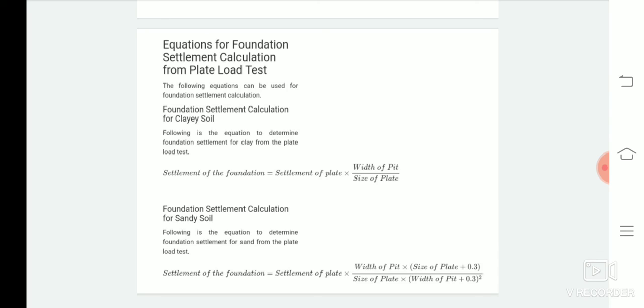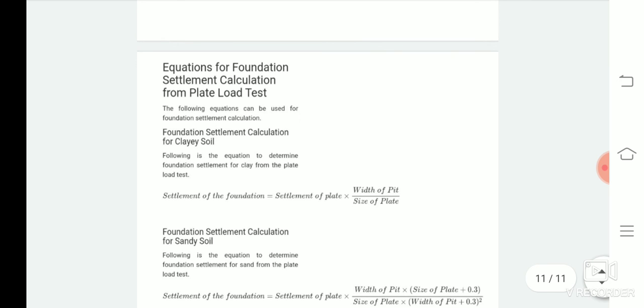For sandy soil or cohesionless soil, what will be the settlement of the foundation? The settlement of the foundation is given by the settlement of the plate multiplied by (width of the pit plus 0.3) whole squared, divided by (size of the plate multiplied by the width of the pit plus 0.3) whole squared. So this is the formula for foundation settlement in sandy soil, as well as in clay soil. There are some limitations for the plate load test.